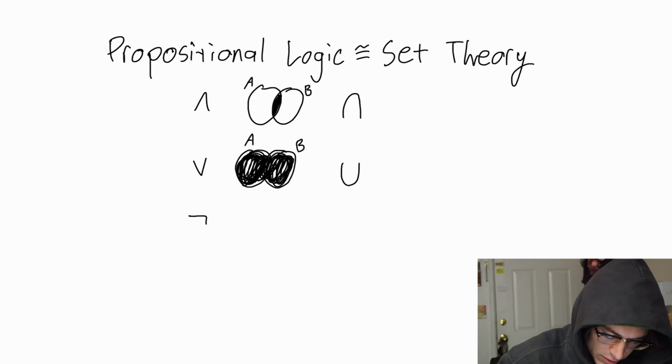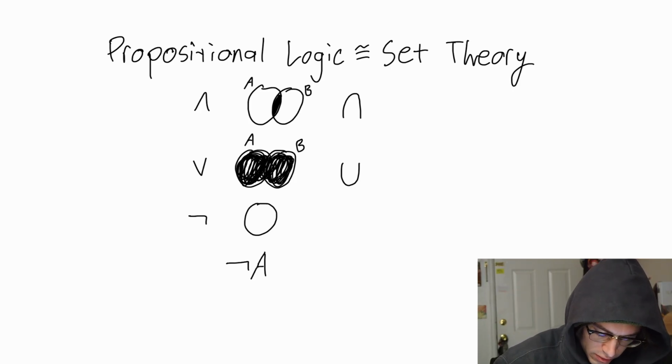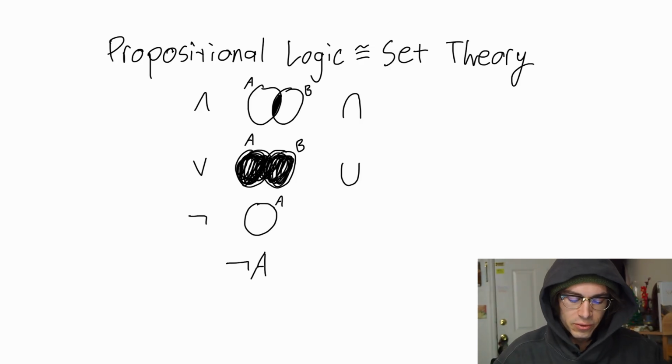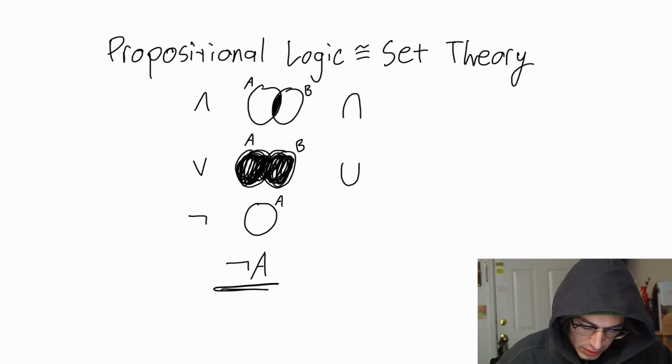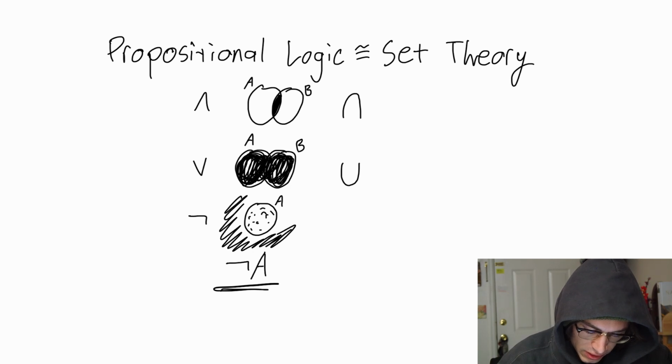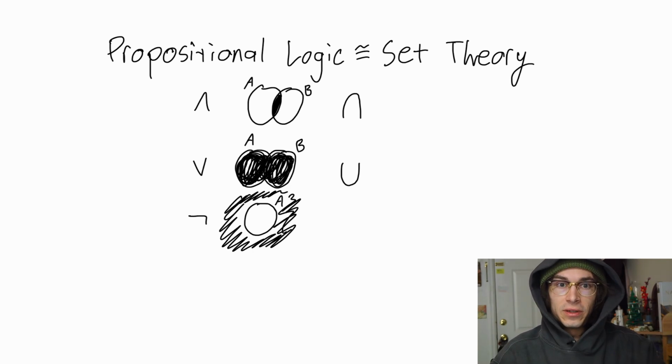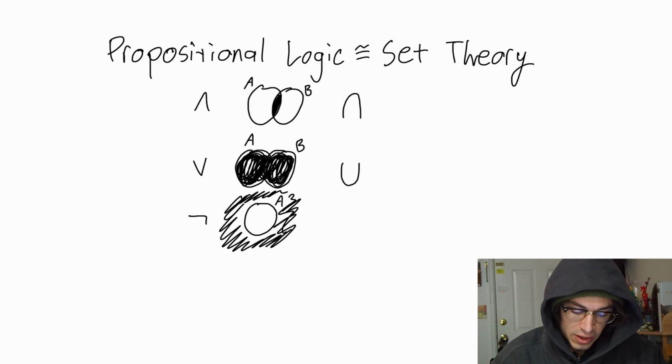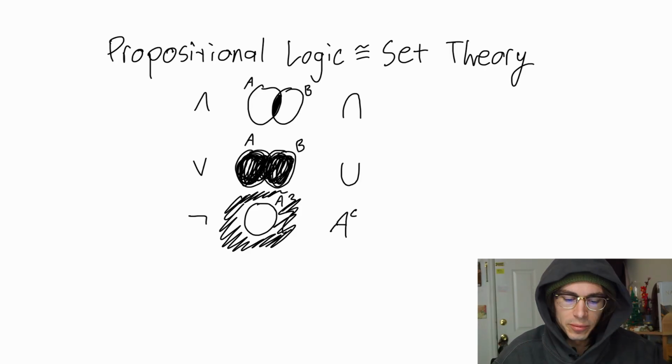Also, we had negation. So if we wanted to represent not A, then we have this circle A. What do you think not A would be? If A is everything in the circle, then not A is everything that is not in the circle. And in set theory, if we have a set A, then our not A is called the complement of A, and it's represented like that, with a little c in the superscript.